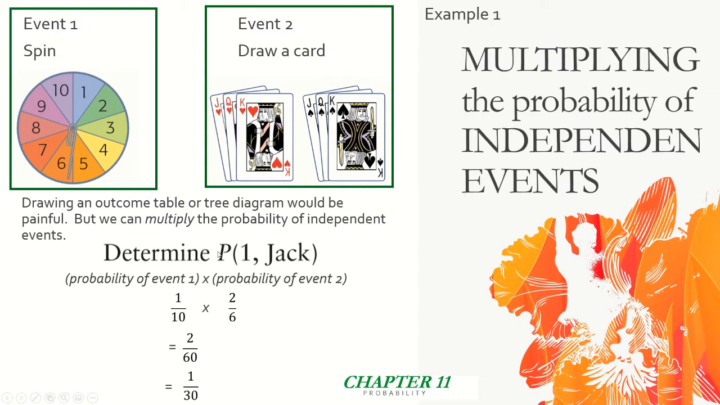In this case, the question asks us how to determine the probability of spinning a 1 and drawing a jack. So let's look at the two odds of those things happening. For the spinner, well, there's only 1 out of 10 on the spinner, that's a 1. So 1/10 is our first fraction multiplied by, in the second event, there's 2 jacks out of 6 total cards. So 2 out of 6. When we multiply our fractions, it's top times top, bottom times bottom. 1 times 2 is 2, 10 times 6 is 60, and I reduce that to 1 over 30. So the answer is the odds of spinning a 1 and drawing a jack are 1 in 30.